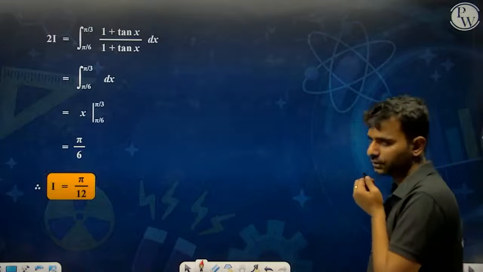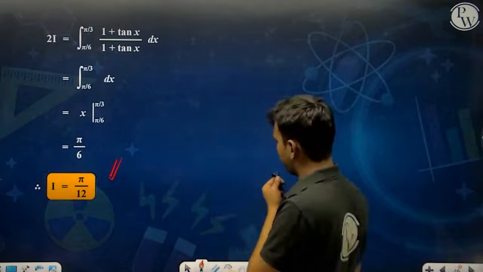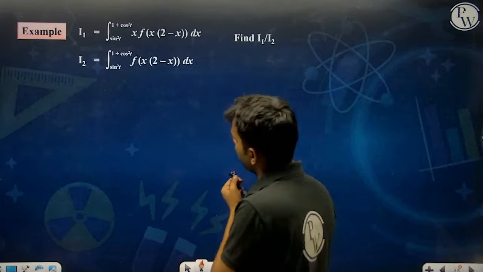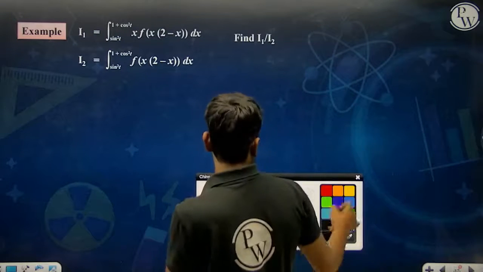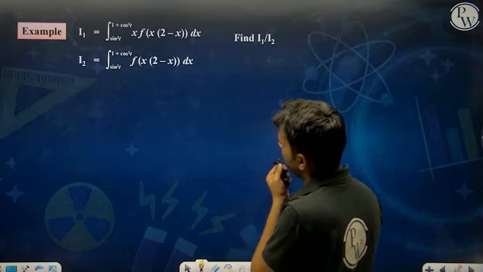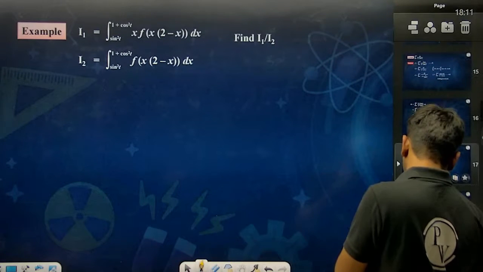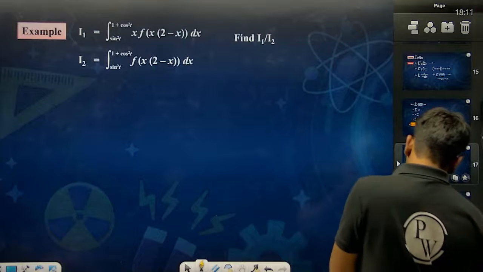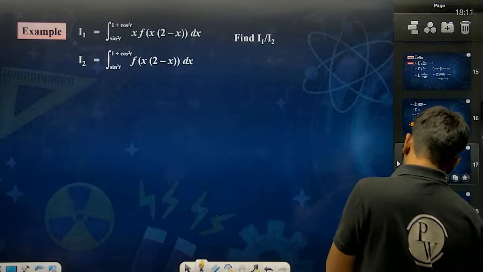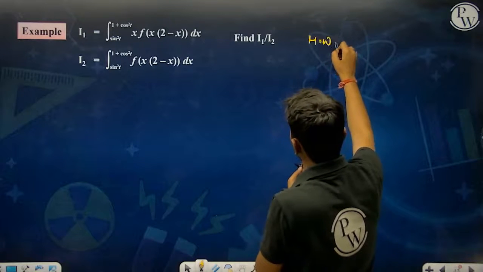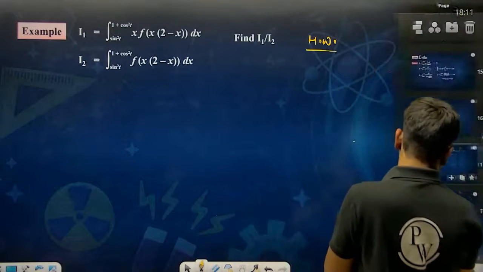Have a look at this, right? I hope you guys are clear with this. All right, moving ahead. Let's talk about this particular property. We have to find out I1 upon I2, and I1 and I2 are the two things given to me like this. Our agenda is to find out I1 upon I2. So do try to solve this particular question. I am attaching the solution for the same. I think you will be able to do this.